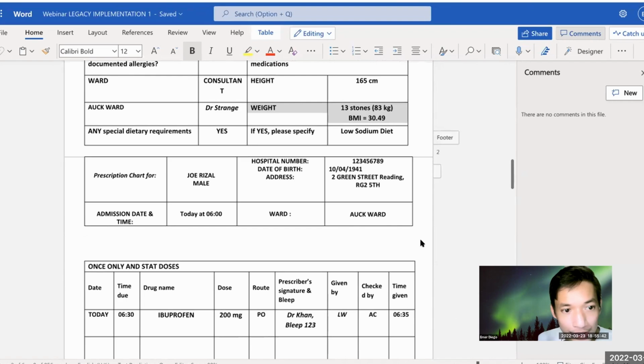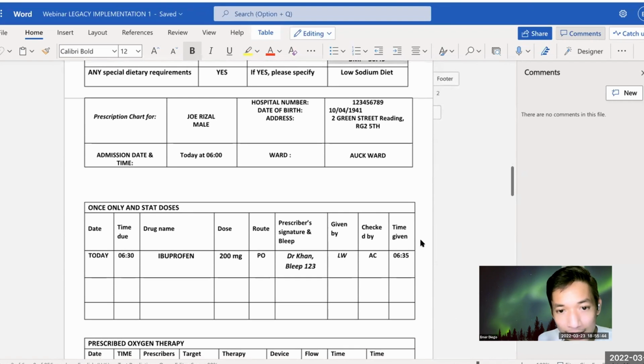Second page, the prescription chart for Joe Rizal, male. So at this point, you don't need to read the rest of the details. You only need to say that the rest of the details are the same, and I'm happy to proceed. Because if you're reading everything again, you may run out of time. But make sure you just read that the prescription chart is for Joe Rizal, okay? Prescription chart for Joe Rizal, and the rest of the details are still the same, and I'm happy to proceed.